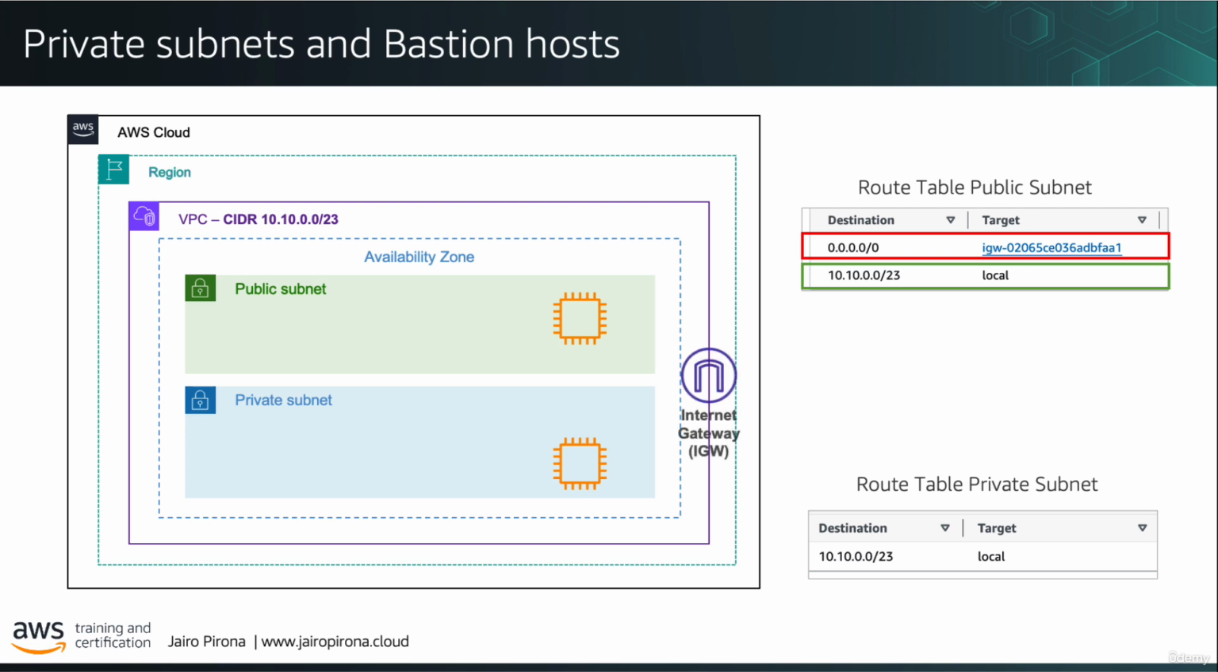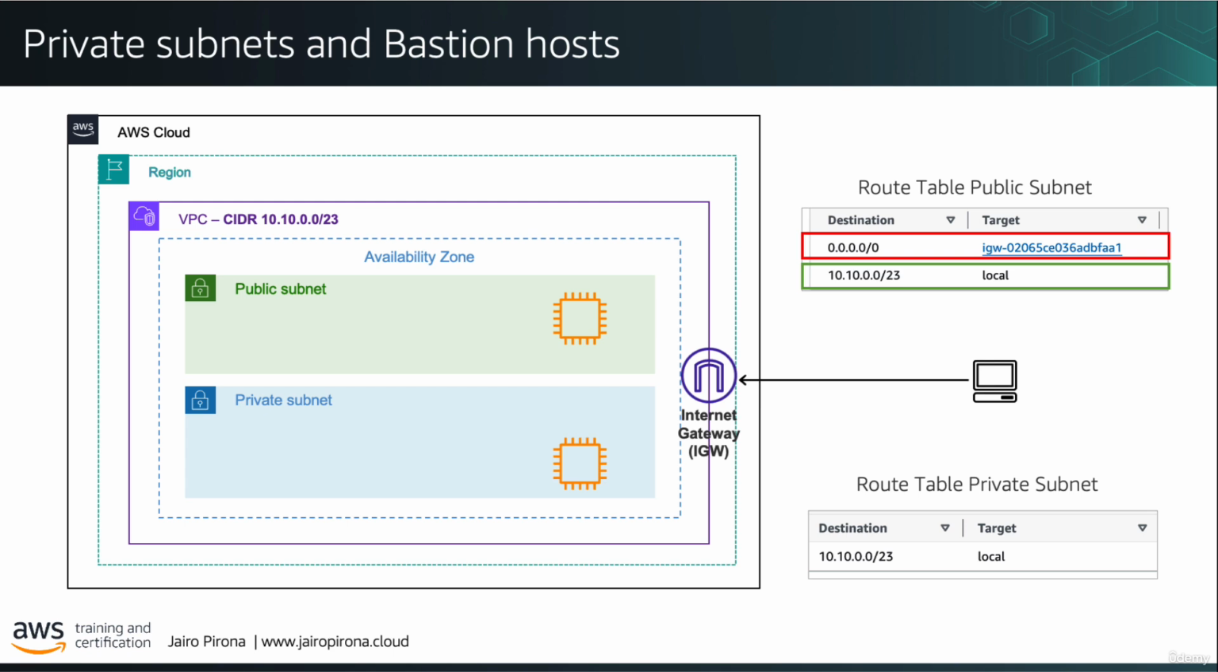We have an internet gateway, and we want to be able to connect from a computer in the outside world to our instance on our private subnet. Now, how are we going to do that? Well, actually, we can't, because remember, there is no way for instances on the private subnet to communicate with an internet gateway. They have no route and they have no public IP address.